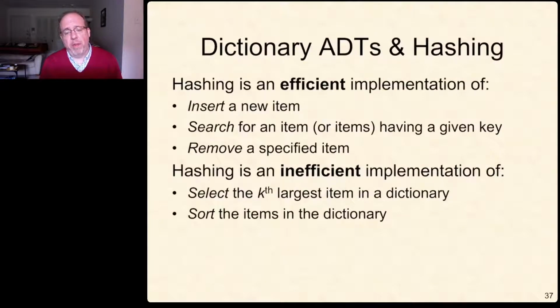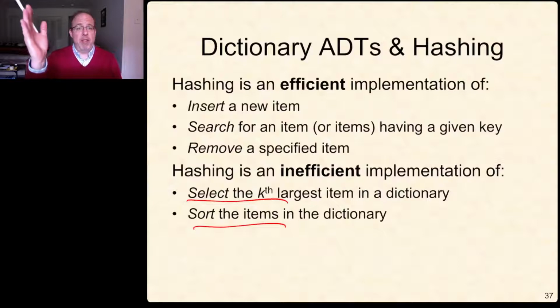So to catch up, hashing, when you choose good hash functions and good table sizes, is very efficient for insertion, search, and removal. It's not particularly efficient for either sorting or equivalently selecting the kth largest item, because you can't do either of those in place. You have to copy them into some structure. They're not asymptotically slower than the obvious algorithms to do that, given all the insertions and removals, but they do require this extra copy step.